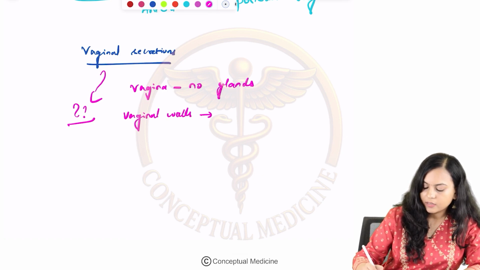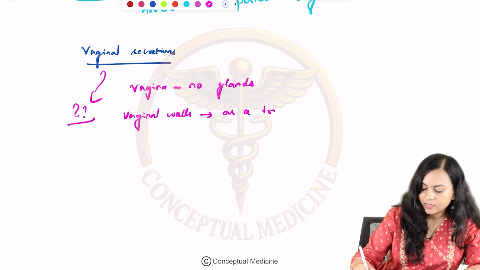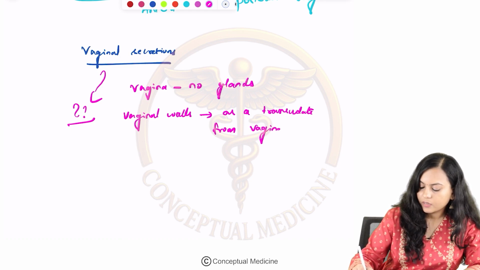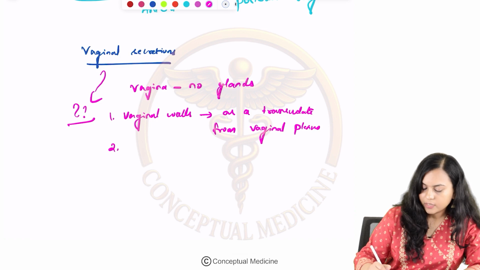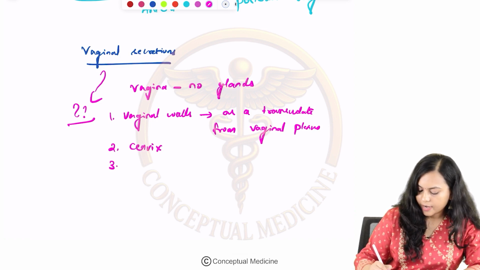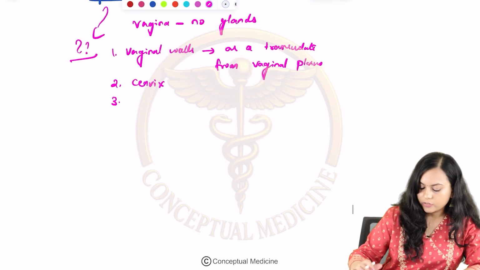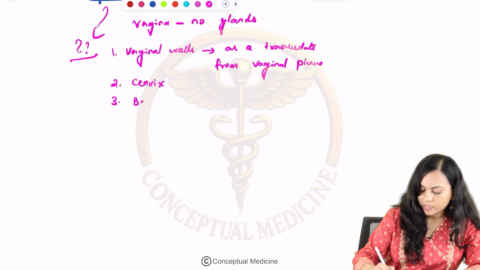as a transudate from the vaginal plexus. Second, it can come from the cervix, and during coitus, secretions can even come from Bartholin's gland.